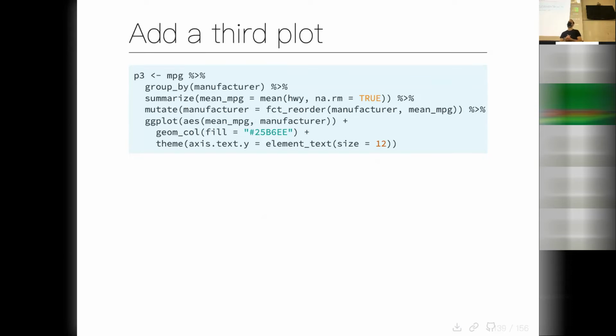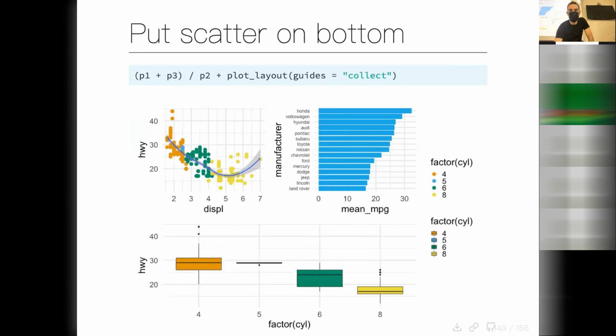Let's say now that I have a third plot that I want to add in. And again, you can just copy this code if you want. This one is going to be a bar plot for average miles per gallon for each manufacturer. Okay? So here I have this third plot that I want to add in. And I can do it like this.